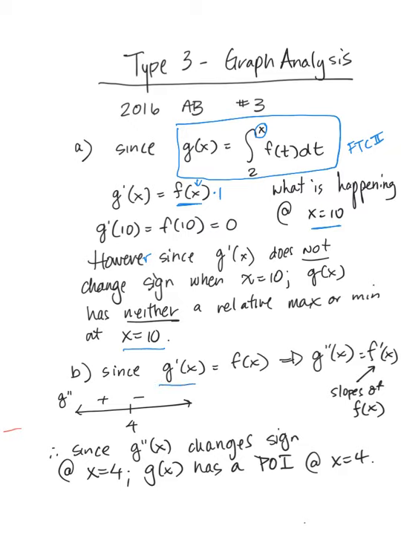All right, in part B, does the graph have a point of inflection at x equals 4? Well, we know since g prime equals f, then g double prime is going to equal f prime, which are the slopes of f. So we go up to our graph and we look at what's happening at 4. At 4, the slopes are changing from positive on the left side of 4 to negative on the right side of 4. It does not matter that there's a sharp corner at 4. We're just looking at what the slopes are doing. So since g double prime changes sign, doesn't matter what direction, we know that g of x has a point of inflection at x equals 4.